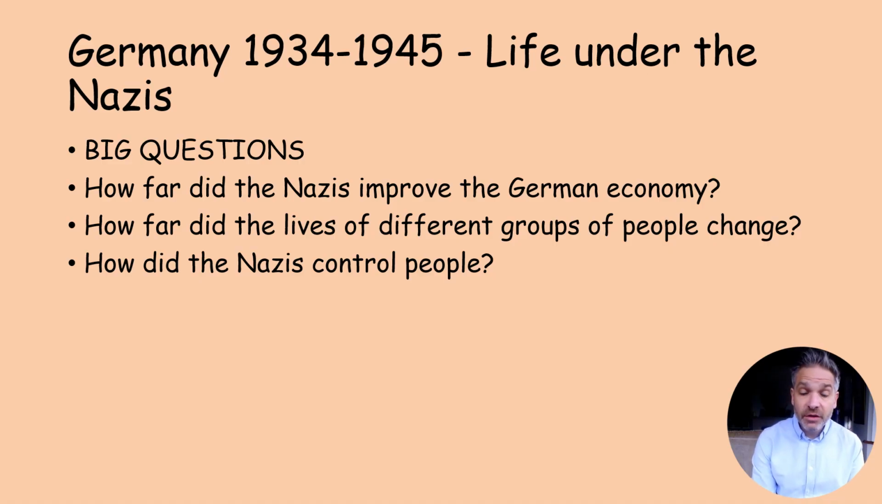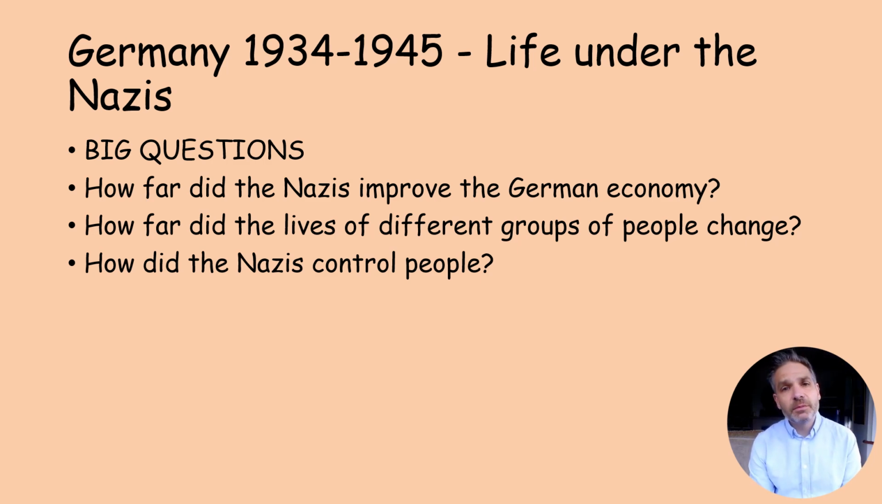So on to the third part of the course, which is about life under the Nazis from 1933-34 up until 1945. What are our big questions we want to address? Well, the first one is, to what extent did the Nazis improve the German economy? It was one of their biggest promises, remember, work and bread. How far did the lives of different groups of people within Nazi Germany change? Women, children, religious and ethnic minorities.